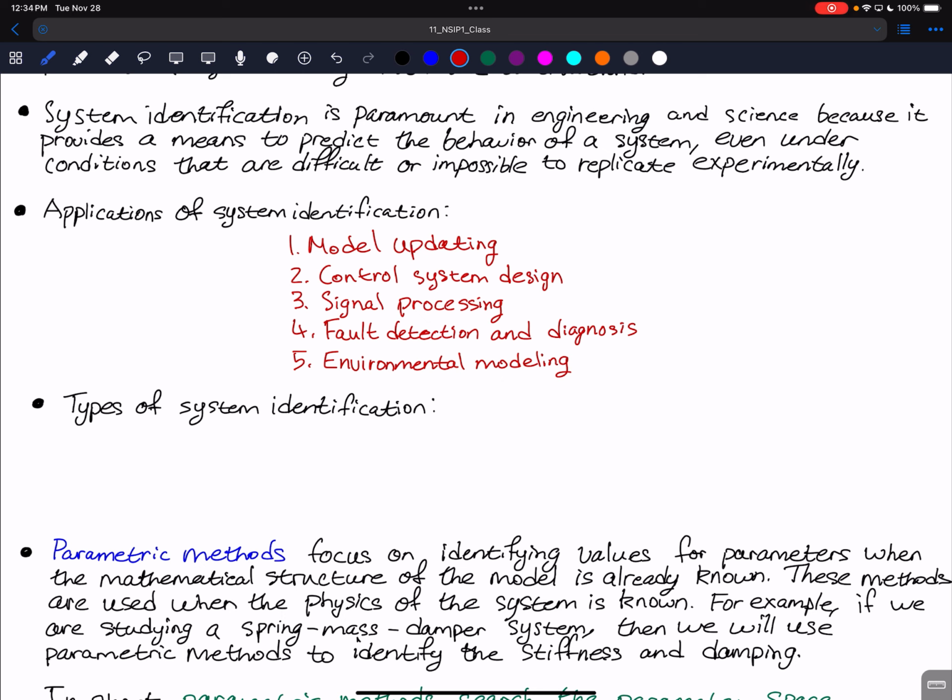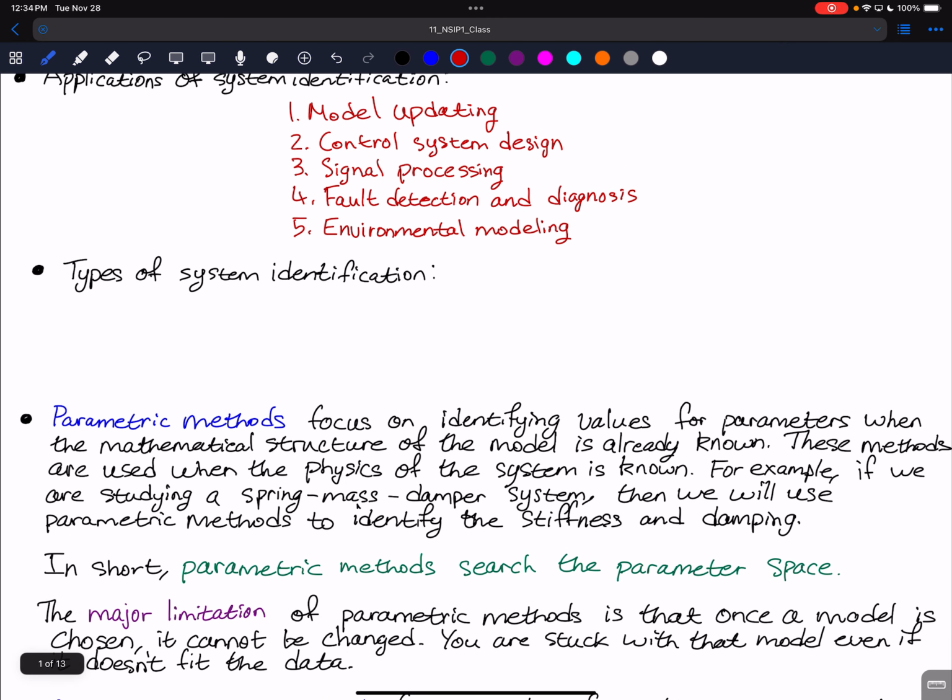You'll find system identification. There are three types of system identification that we're going to want to talk about or keep in mind. The first is known as parametric methods. The second is then non-parametric methods. And the third we'll label as semi-parametric.